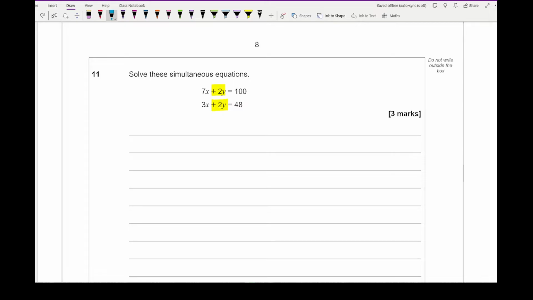And as you can see, as they're both the same or both positive, what we're going to do is subtract the two equations. So from this, we've got 7x take away 3x, which gives me 4x. 2y take away 2y leaves me with nothing, which is expected, and 100 minus 48 gives me an answer of 52. So then working with 4x equals 52, I can then establish that x equals 52 over 4, which gives me an answer of 13. So x equals 13.